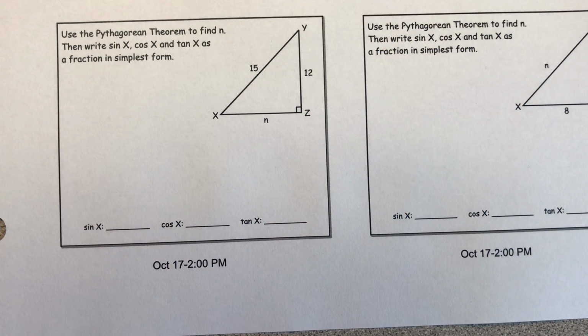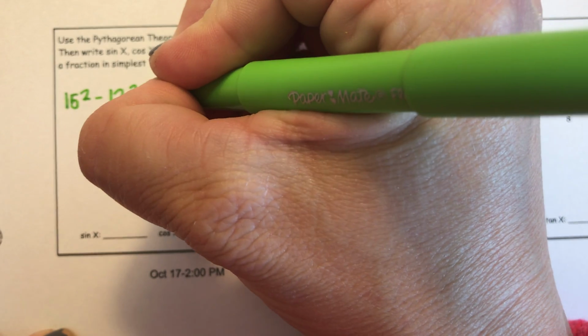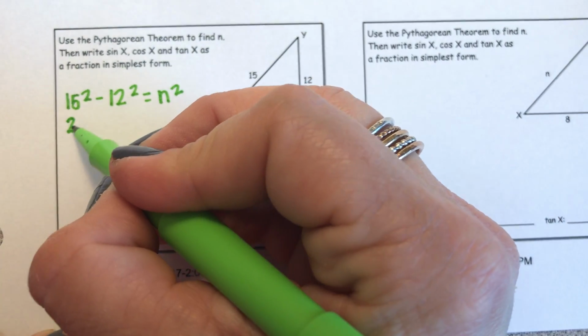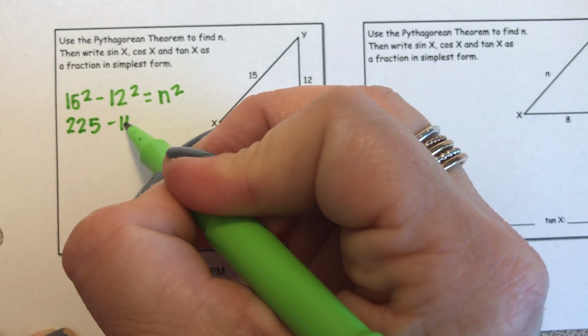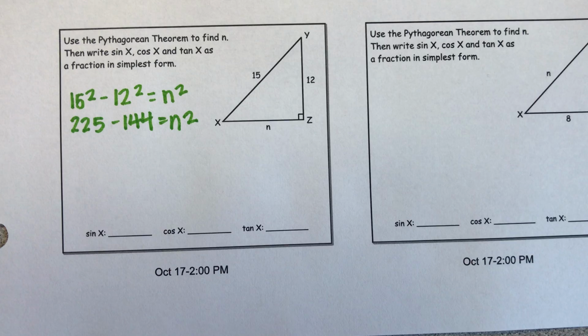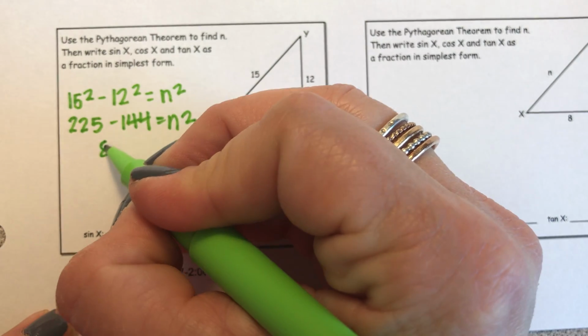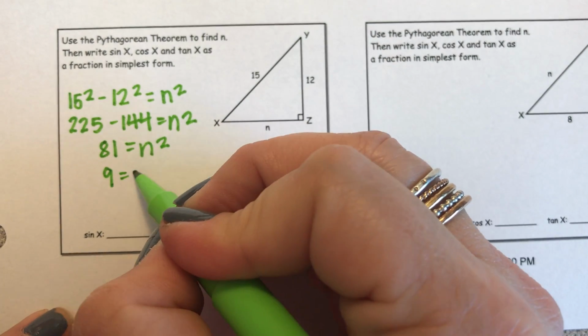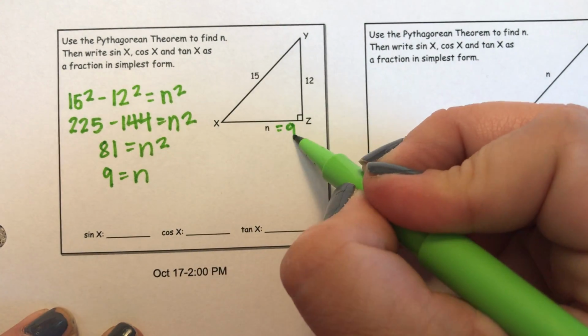Okay, on the next one, we're going to do the Pythagorean theorem again. This time we're missing one of the legs. So we're going to have to do 15 squared minus 12 squared equals n squared. That's 225 minus 144 equals n squared. If I do 225 minus 144, I get 81 equals n squared, which means 9 has to be n.